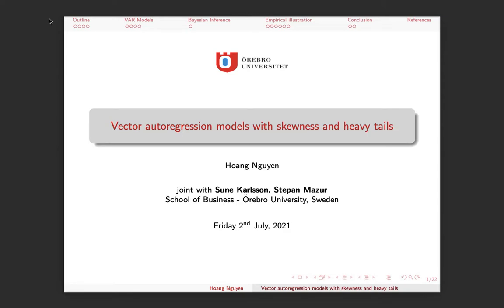I would like to present my quick vector autoregression models with skewness and heavy tails. This is a joint work with Sun Kasan and Stepan Mazou from Örebro University.